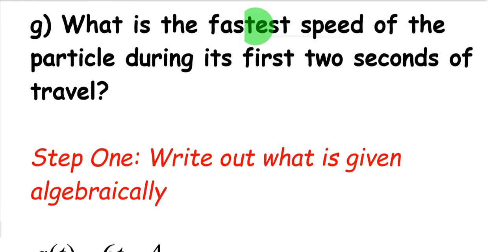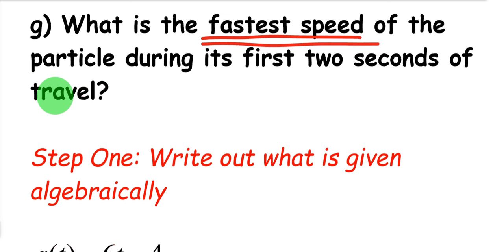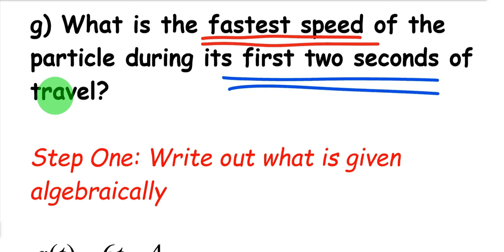What is the fastest speed? So I want to underline that. The fastest speed of the particle during its first 2 seconds of travel. We want to know when the particle is moving fastest during its first 2 seconds. I don't know if you remember this or not, but whenever you see a superlative, meaning biggest, fastest, tallest, that is actually an optimization equation.